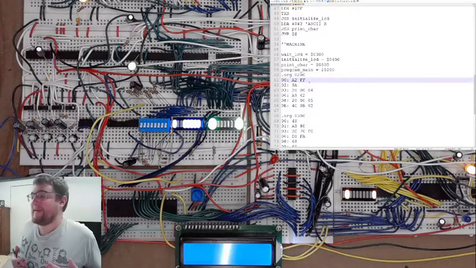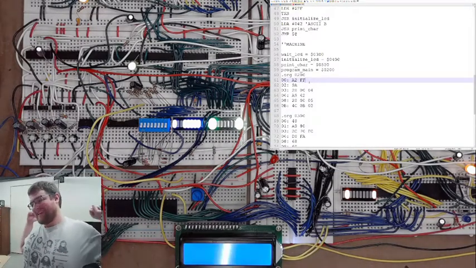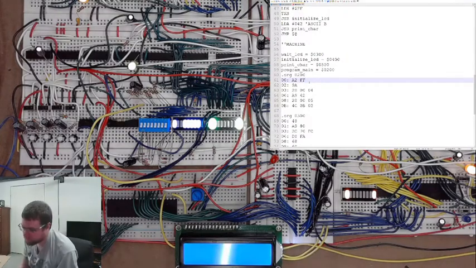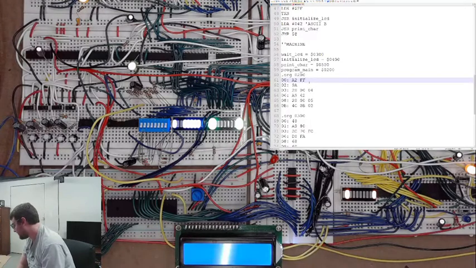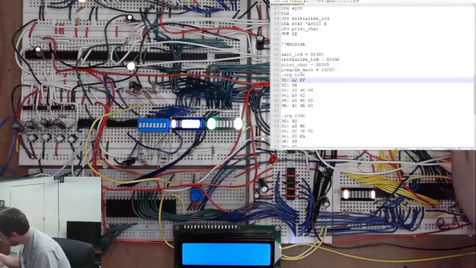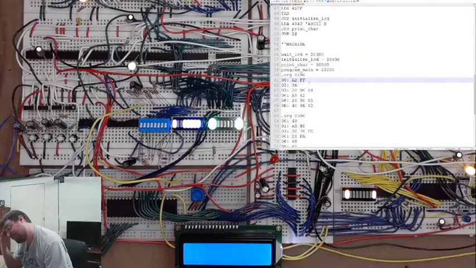Oh, it's messing up my program again. So things are happening, and I'm not happy about it. I'm not happy. Okay, single clock. Let's go in and fix it.